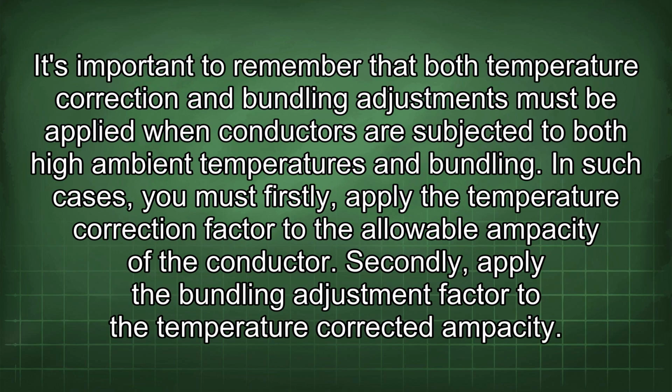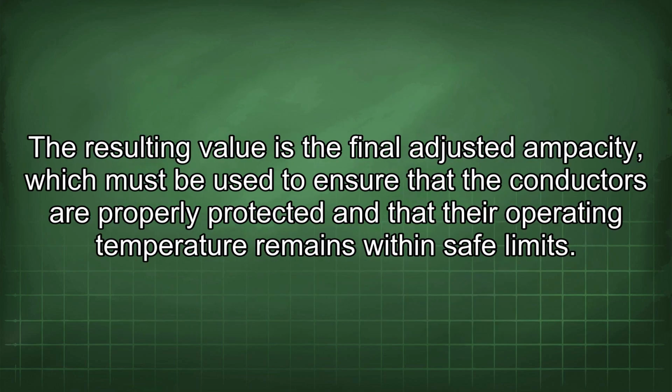It's important to remember that both temperature correction and bundling adjustments must be applied when conductors are subjected to both high ambient temperatures and bundling. In such cases, you must firstly apply the temperature correction factor to the allowable ampacity of the conductor. Secondly, apply the bundling adjustment factor to the temperature-corrected ampacity. The resulting value is the final adjusted ampacity, which must be used to ensure that the conductors are properly protected and that their operating temperature remains within safe limits.